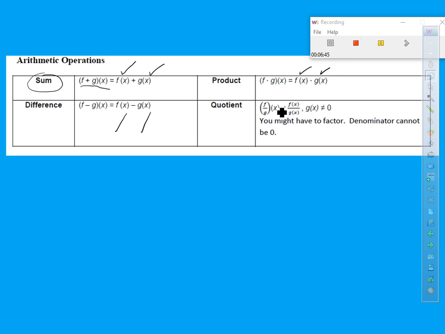Multiply, the quotient will be the new one today. When that shows up, we might have to factor. That's why I set that equal to 0 earlier for you.